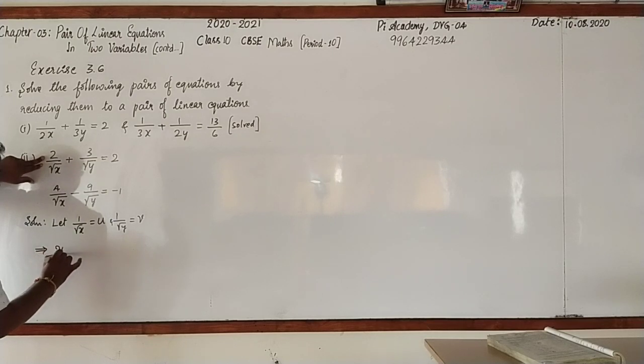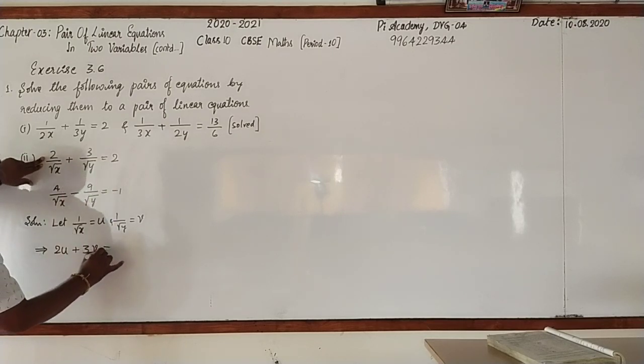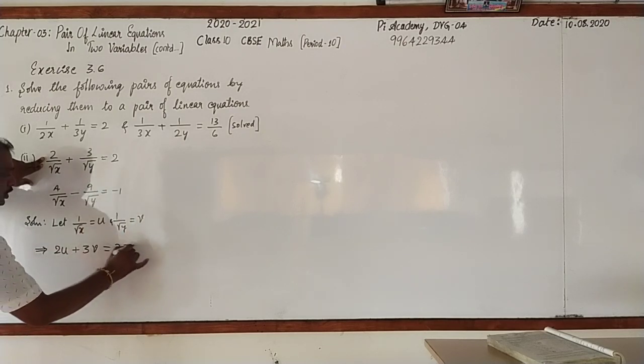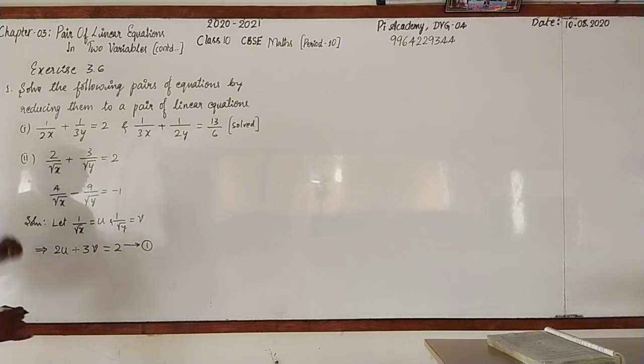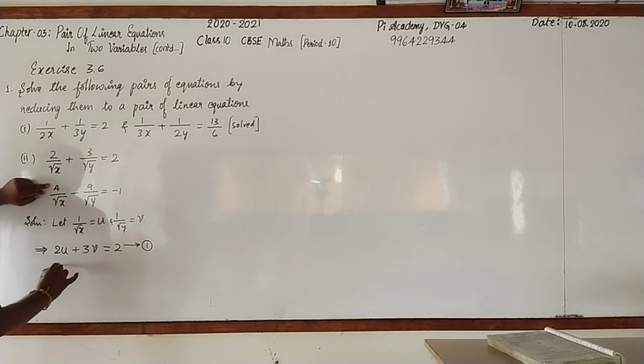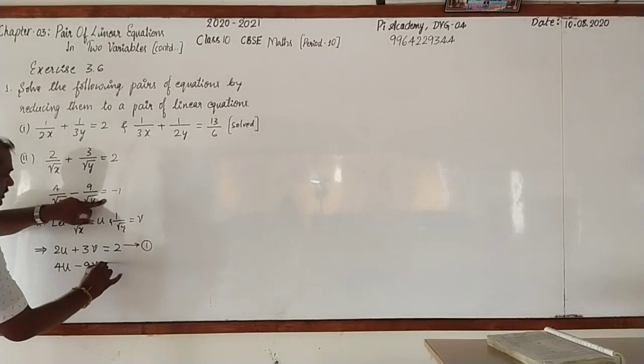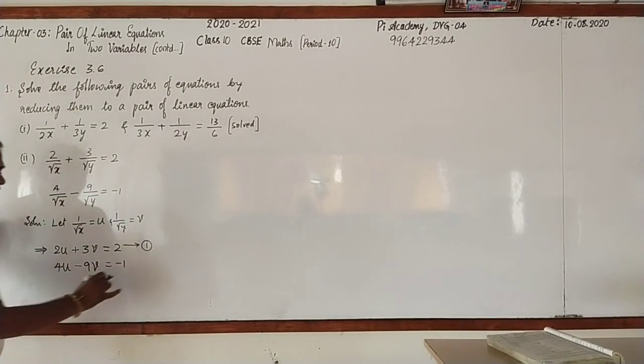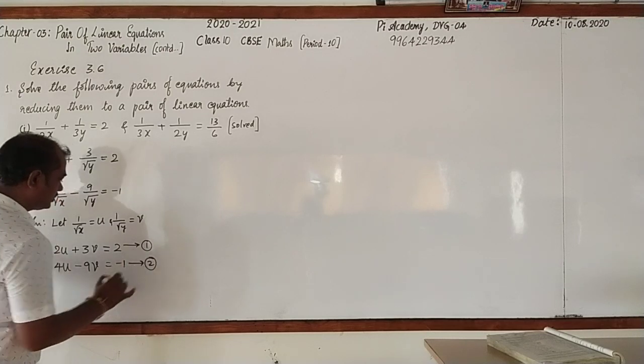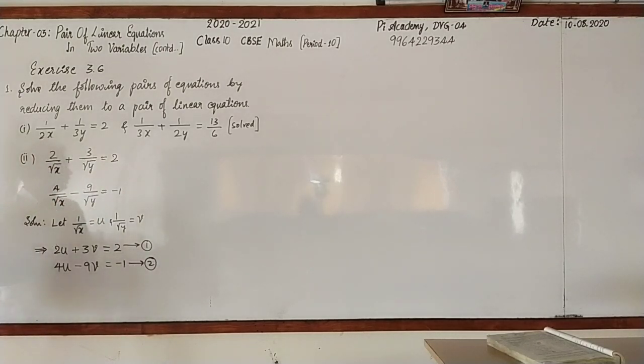It is 2u plus 3v equal to 2. You may call it equation 1. Have you written? Yes. Go for the second. This is 4u minus 9v equal to minus 1. You may call it equation 2. How do you go for that? Yes, you can solve this by elimination method.